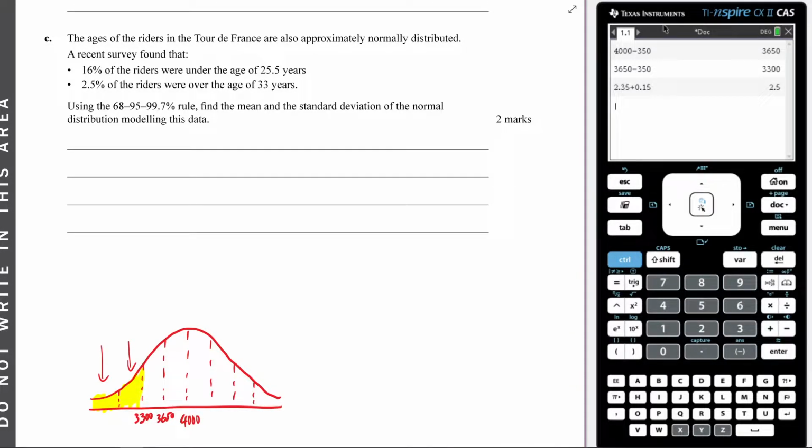All right, so let's now answer part C here, which says the ages of the riders in the Tour de France are also approximately normally distributed. A recent survey found that 16% of the riders were under the age of 25.5 years and 2.5% of the riders were over the age of 33 years. Using the 68, 95, 99.7 rule, find the mean and standard deviation of the normal distribution modeling this data.